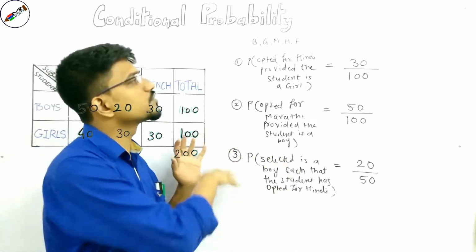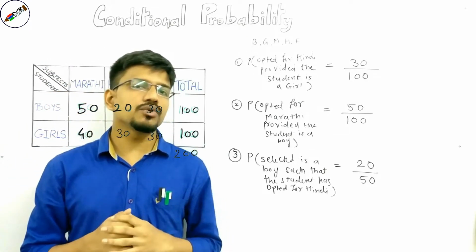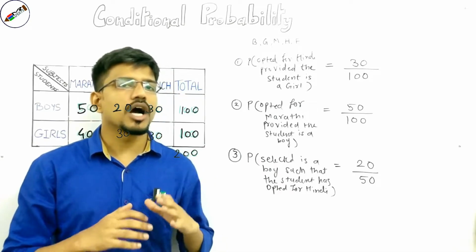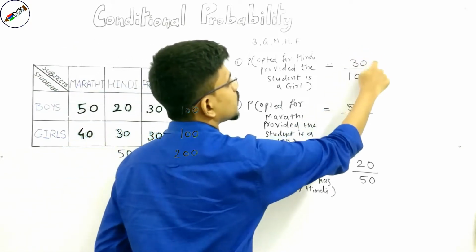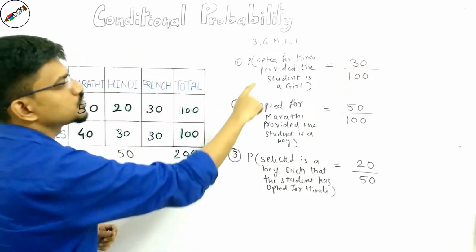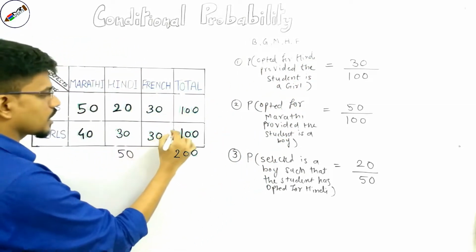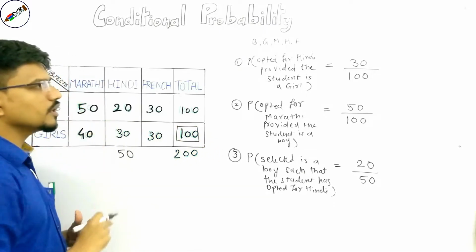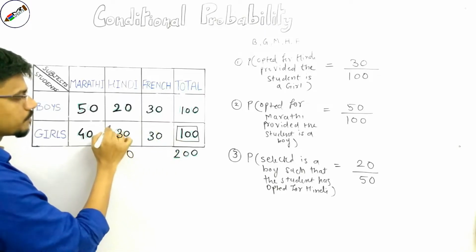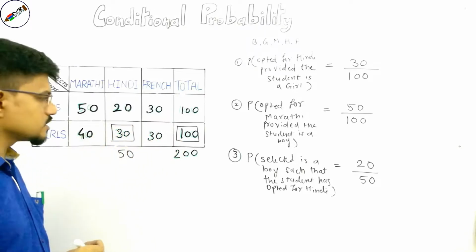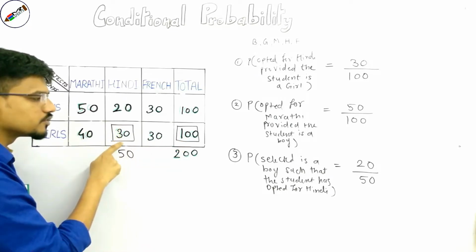Now that is the understanding part of conditional probability. Let us try to understand and correlate this along with the formula. Now first thing, when you check this 30, how do you check that? First of all, you check opted for Hindi and girl. So how many girls are there? Let us understand. There are 100 girls, right? And opted for Hindi. Out of 100, how many opted for Hindi? 30. So you can say it is the intersection of girls and the set Hindi.